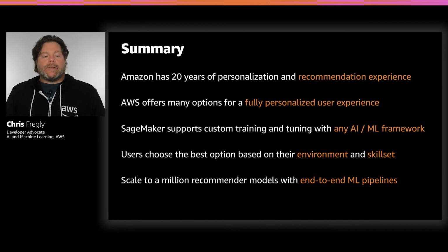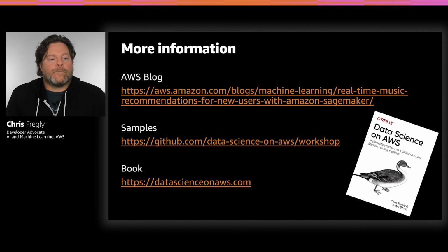Because there are so many options, you would then choose the best option based on your specific environment, your domain, your data set, and your skill set from your team. You can scale to millions of these recommender models with clean end-to-end pipelines using SageMaker.